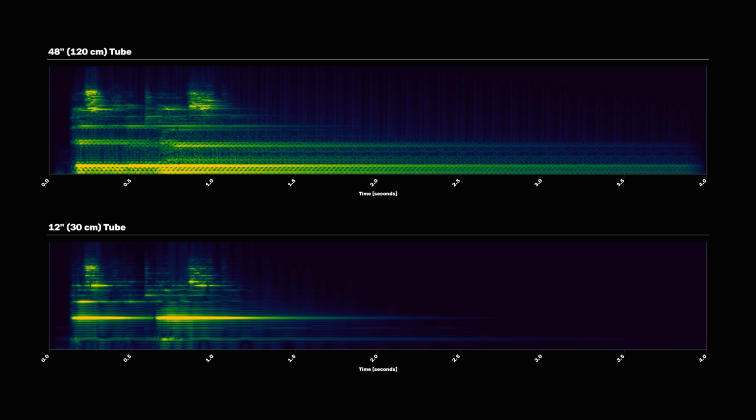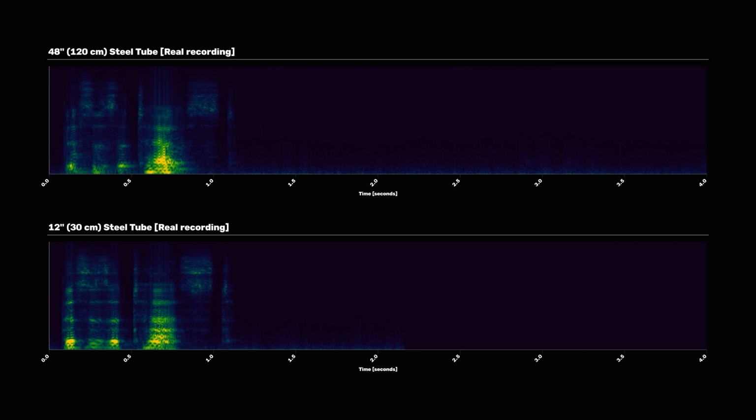I have these lengths of tubing, and you'll notice that talking into them in real life doesn't cause them to resonate as intensely.